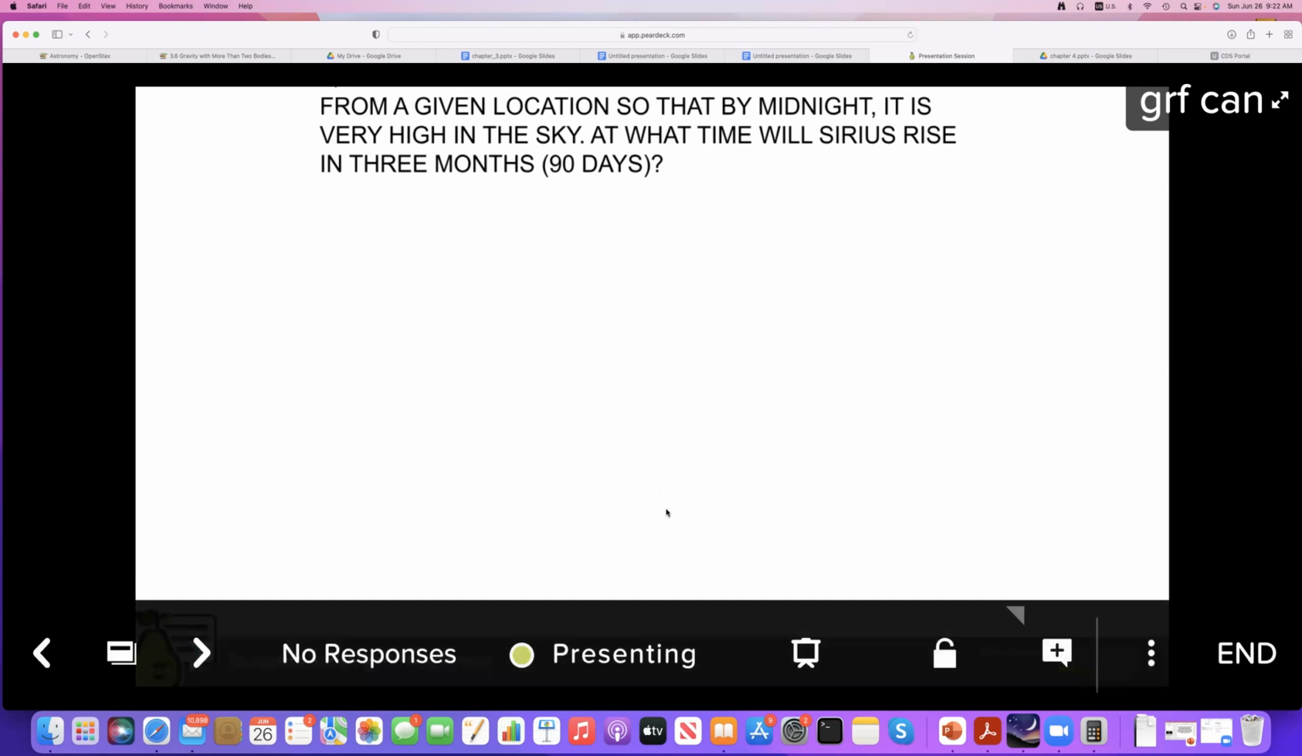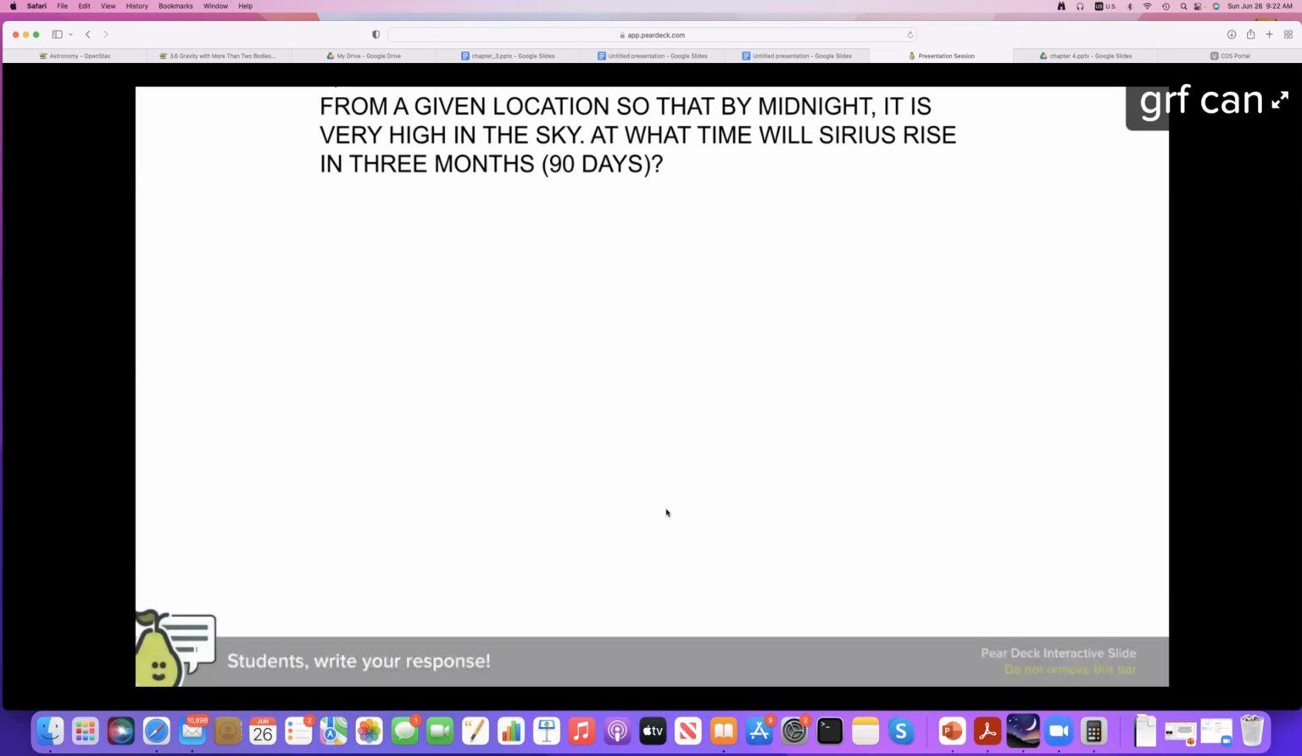So let me give you, let's say, 2 minutes to think about this. Once again, what is missing here is that the star Sirius rises at 7 p.m. from a given location. So the question is asking, after 90 days, what time will this particular star rise? That is what you have to find.